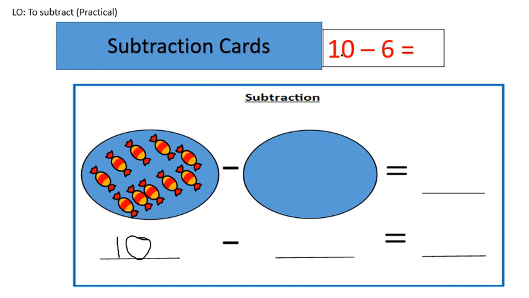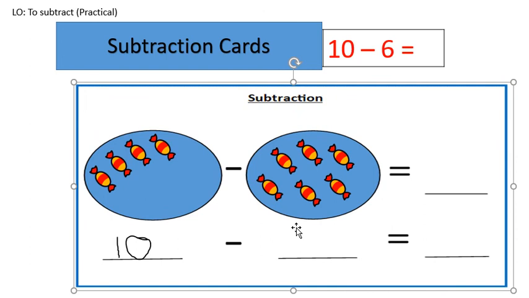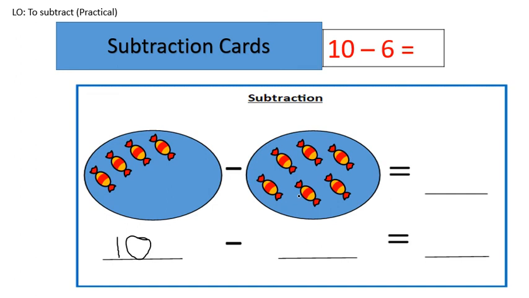Then it says 10 subtract 6. So I need to take 6 sweets from here and put them into this circle. Count with me. 1, 2, 3, 4, 5, and 6. So I have managed to subtract 6 from my first circle into my second circle. Now I shall write 6 underneath here in my number sentence, because that's how many I have subtracted.